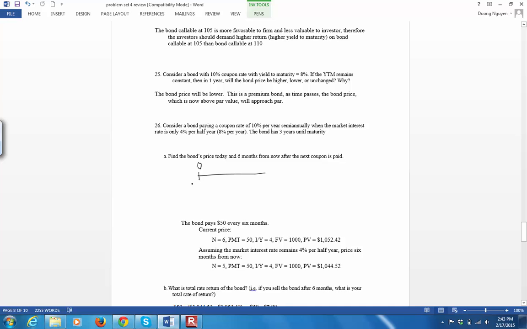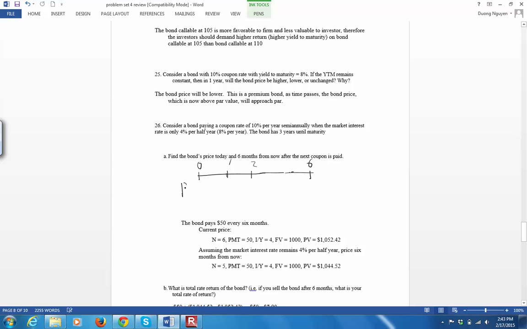A bond has coupon rate 10%, payable semi-annually. The market rate is only 4% per half year. Okay, 3 years to maturity. So you have how many periods of 6 months? You have 1, 2, and so on to 6. All right, you have 3 years or 6 semi-annual payments. So find the price of the bond today.